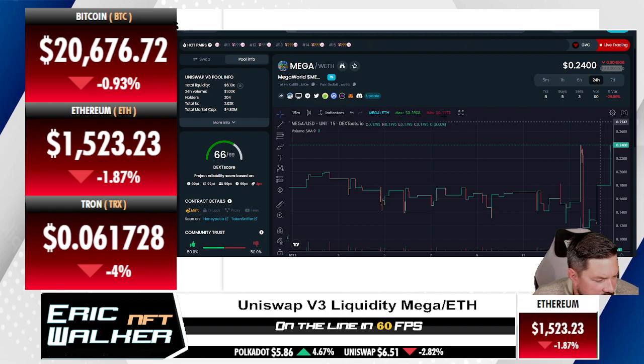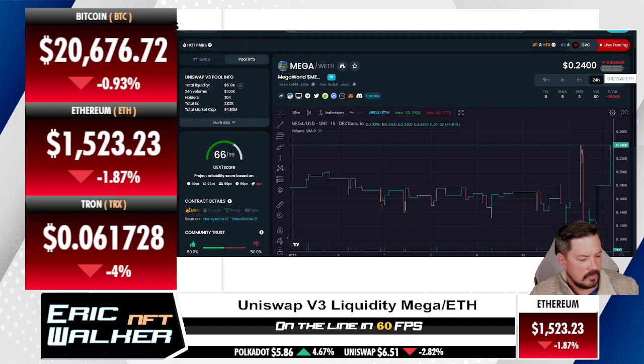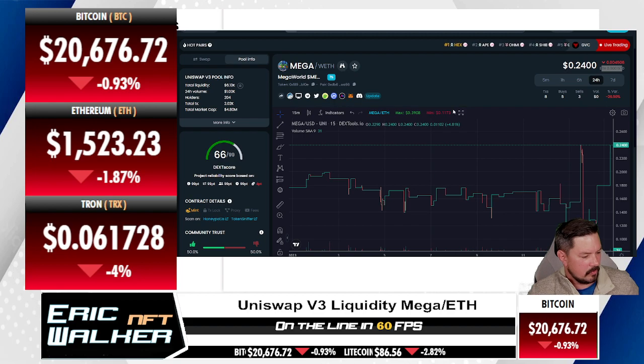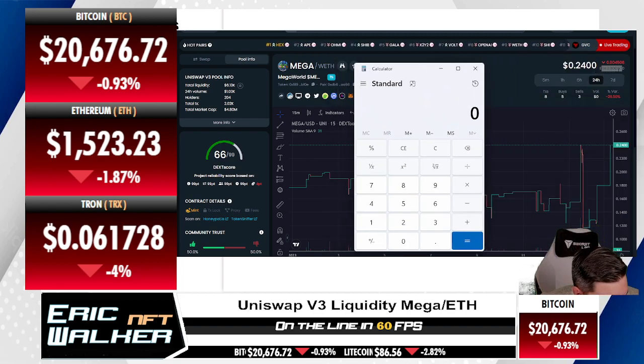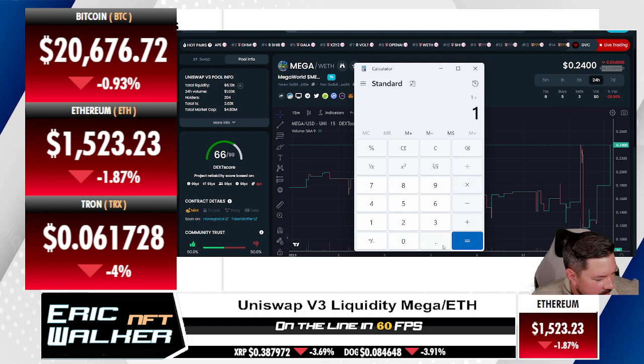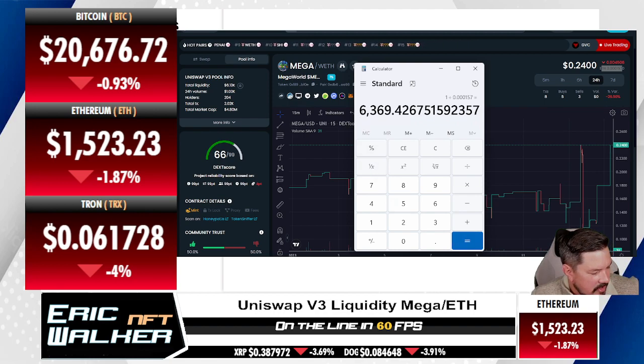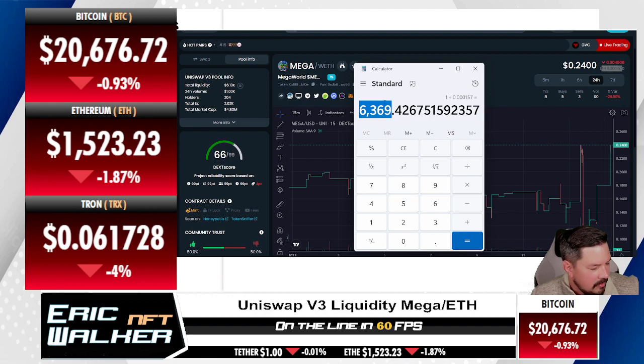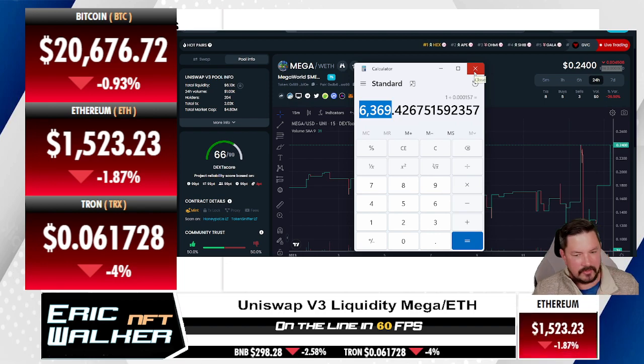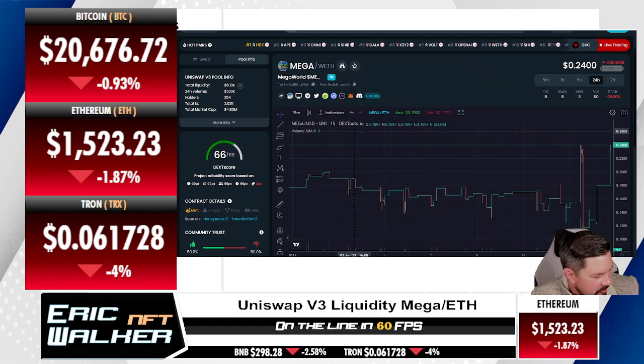So all we really have to do is just the inverse. So 1 divided by this number, and that will get you the number that we were corresponding with. So let's take a look at that. We have 0.00157. 1 divided by 0.00157 is how many Mega it would take to get 1 ETH at this current price. But again, it's all about liquidity, right? So let's take a look at this graph.